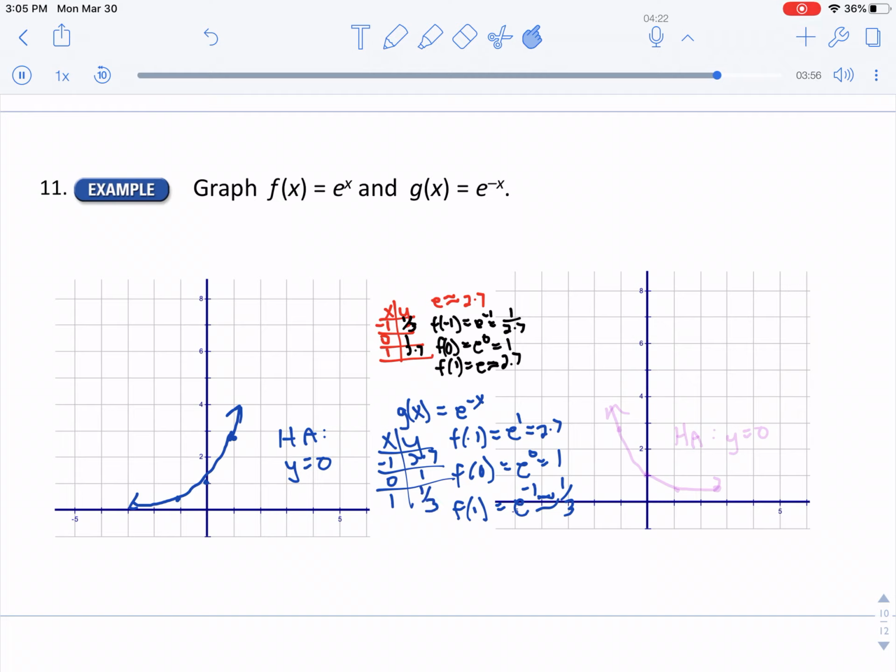So there's our t-table. Let's go make our graph. So we've got negative 1, 2.7, 0, 1, and 1, 1/3. And this time it is exponential decay, so it's going down like this. And our horizontal asymptote would be y equals 0 again.